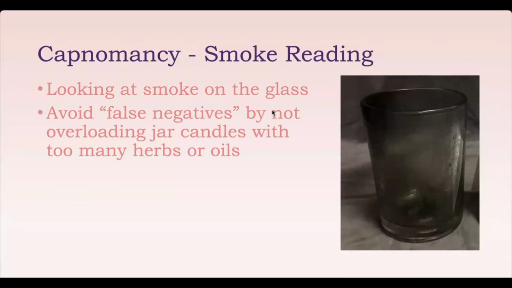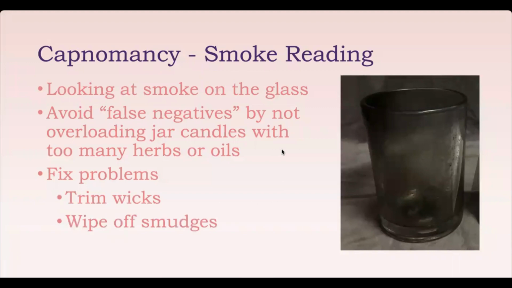We want to avoid false negatives by not overloading jar candles or vigil candles with too many herbs or oils. Those adulterants can get smoky when they're burned and create false negatives. Also, if you're having a smoky candle, fix the problem, trim the wick. Do things to make sure that your candle isn't smoky. Trim the wicks, or you can wipe off your smudges as well.